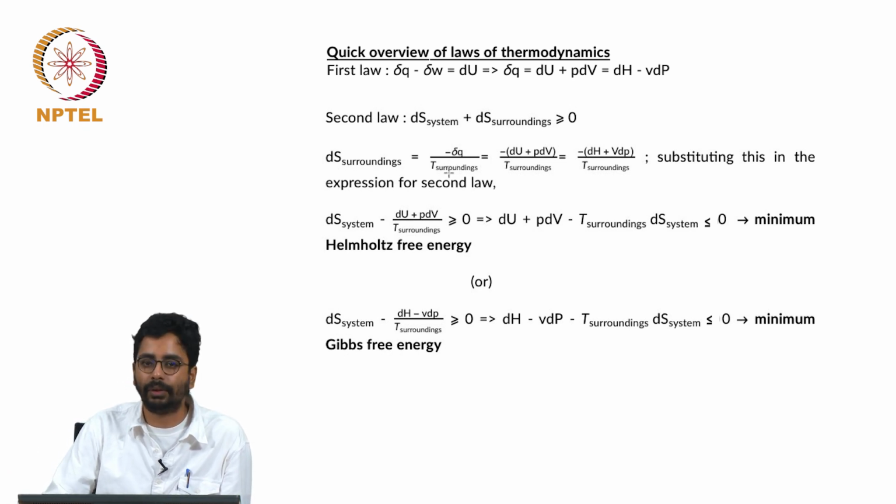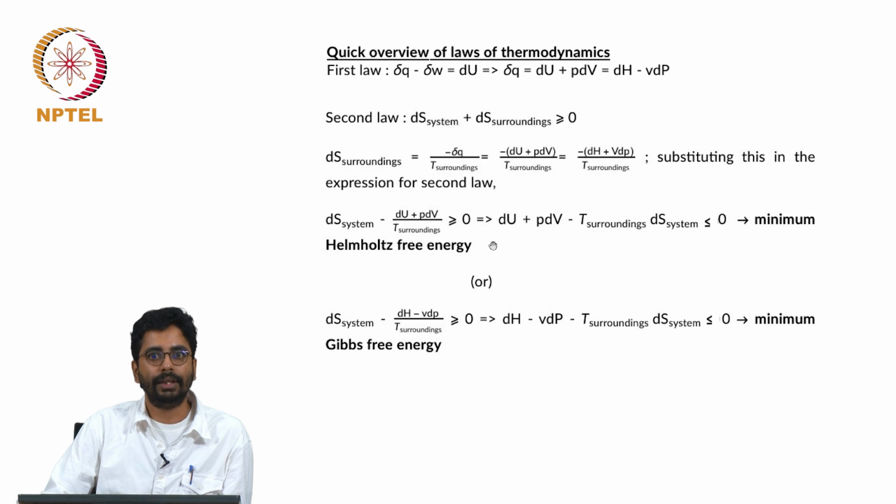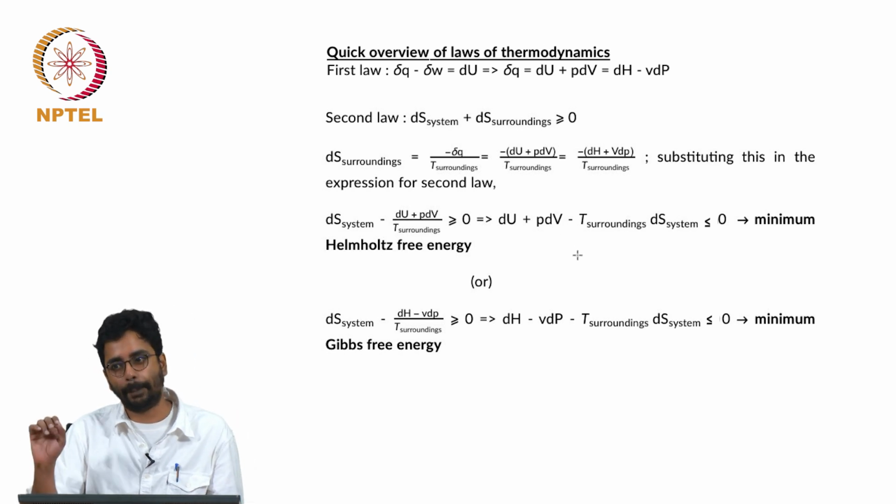This is the definition of entropy, which this delta Q can now be expressed as, using the first law, as dU plus PdV or dH minus VdP, that is not plus. So when you substitute this back into the expression for delta Q, you will end up with an expression of this kind, which is dU plus PdV minus temperature of the surroundings times dS of the system is greater than or equal to 0.